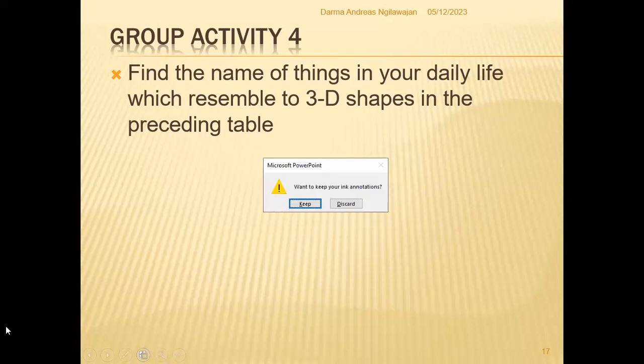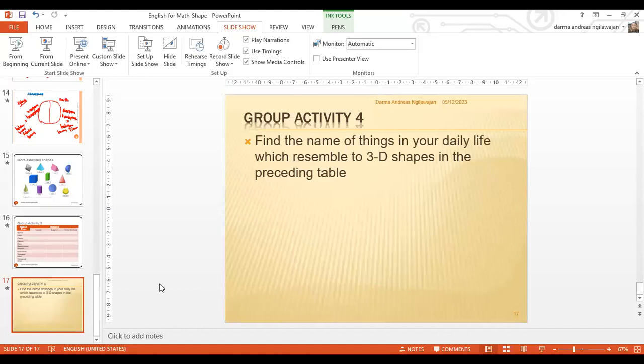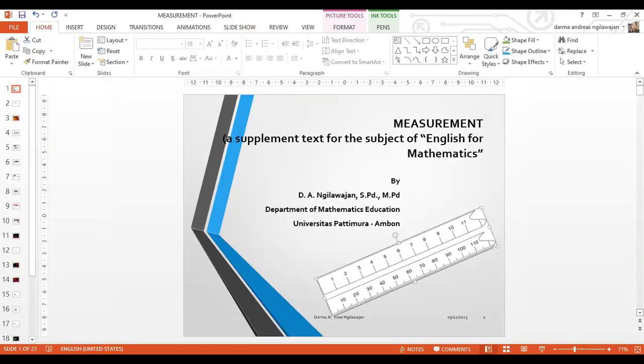Oh, wait. I will keep one and then we continue with. Oke. Yang sekarang terlihat apa? What is it? Measurement ya? Ya, Pak. Oke. Measurement.